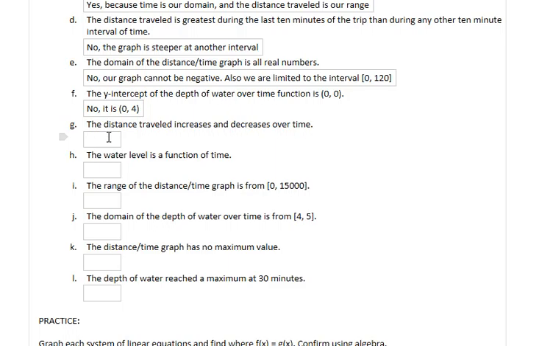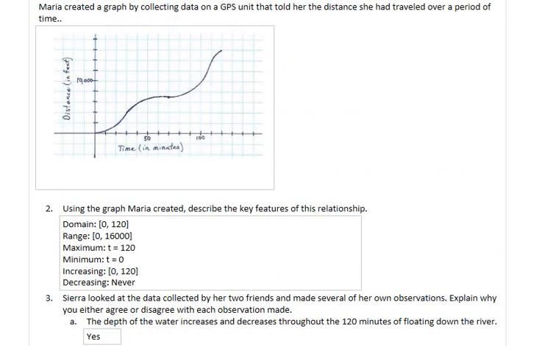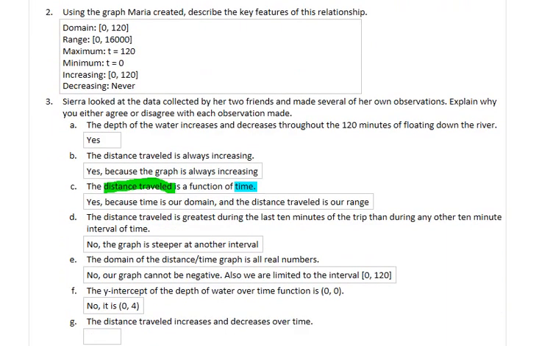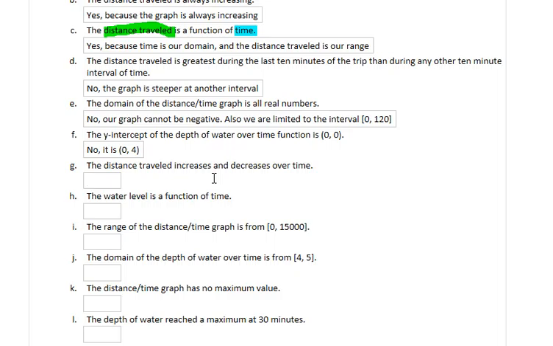Distance traveled increases and decreases over time. Well, no, we said that it's increasing at every point on this graph. They never backtrack and go do the rapids again. No, the graph never decreases.